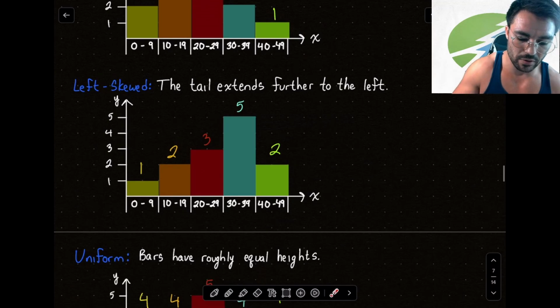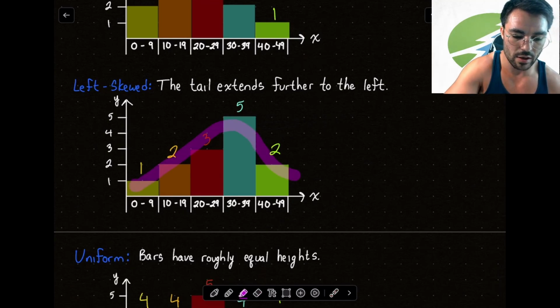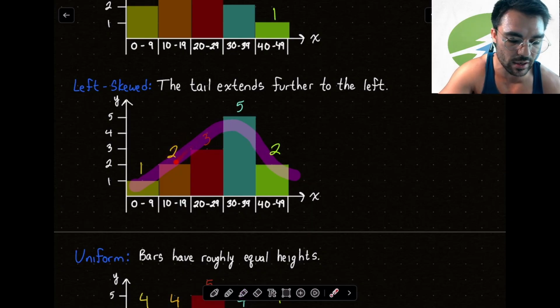Likewise, left skewed. Here we have it over here. That's what this one looks like. Oops, wrong button. Our tail is here to the left. We would call this one left skewed.